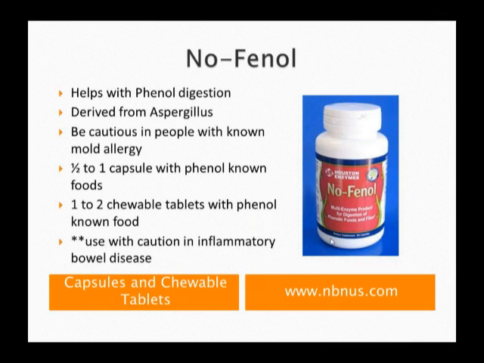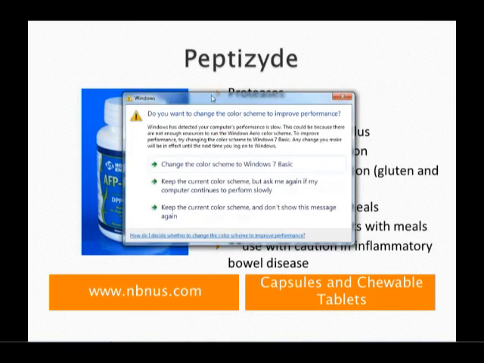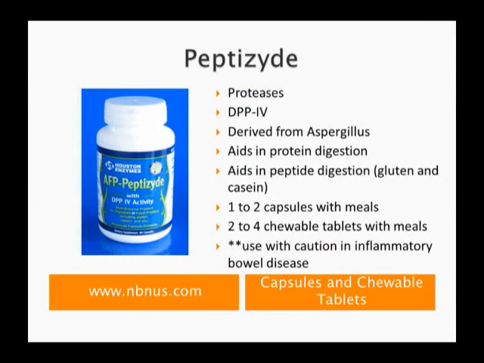With any of these enzymes, whether it's No Phenol or Trienza or Peptizide or Zyme Prime, you have to use it with caution if your child has documented inflammatory bowel disease. Now, that doesn't come up all that often, but if you have had GI assessment done where your child has been scoped, whether it's through endoscopy or colonoscopy, and identified to have some type of inflammatory bowel issue, you need to be cautious with these enzymes because it can be irritating in those types of conditions.